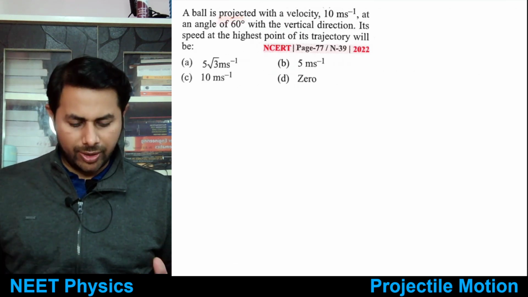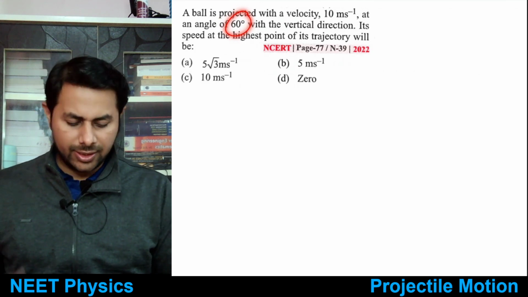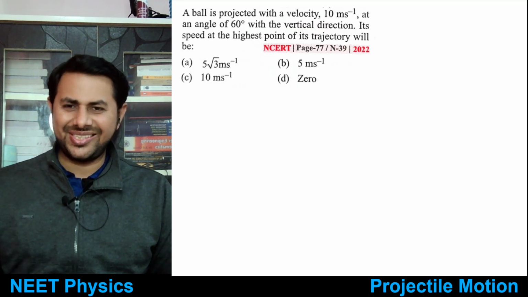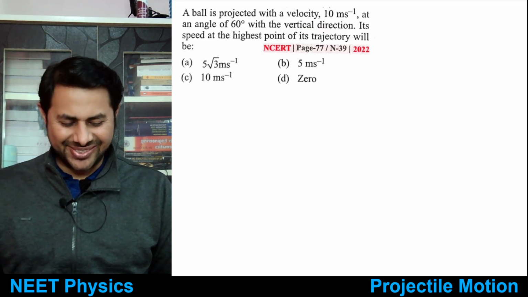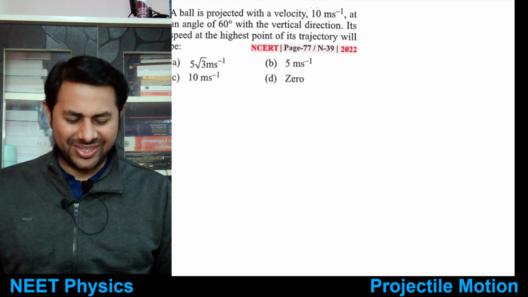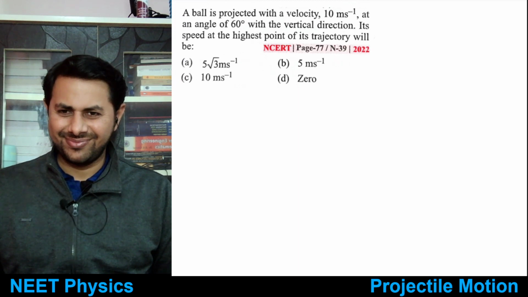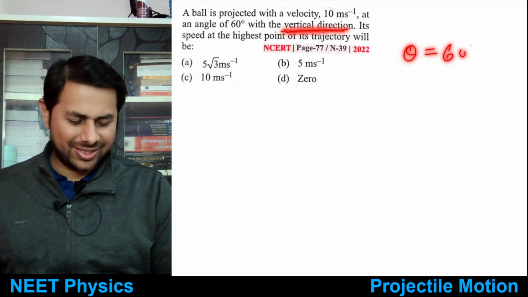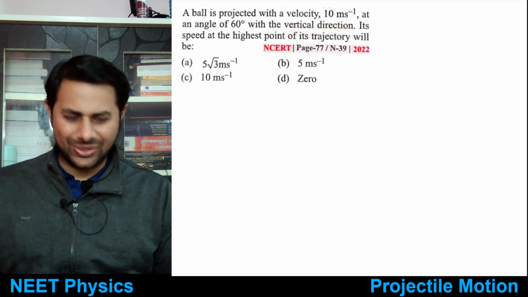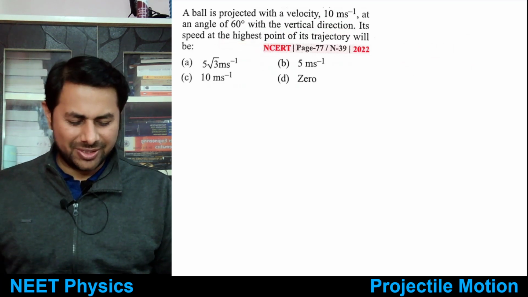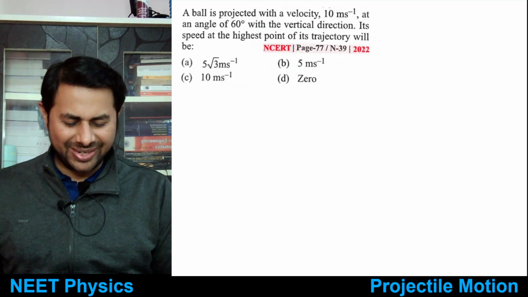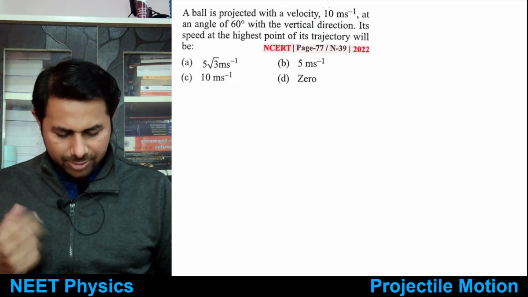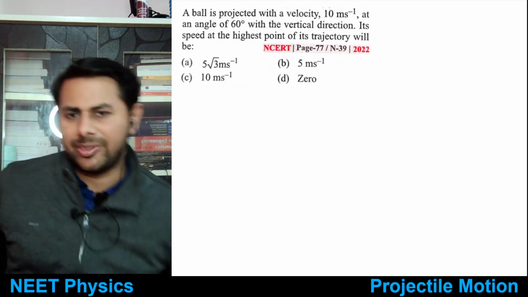A ball is projected with velocity 10 meters per second at an angle of 60 degrees with vertical direction. So this is 60 degrees with vertical direction. That means 30 degrees with horizontal direction, right? This is from NEET 2022. Careful reading is required, otherwise we might take theta is equal to 60 degrees. That's not true. Its speed at highest point of its trajectory will be, tell me what will be speed at highest point, not the y component of speed. Tell me.